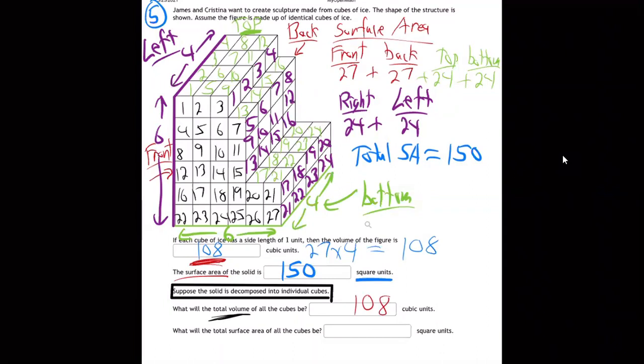Remember, volume is how much space inside. Like if you wanted to fill it up with water or whatever. How much, if there's sugar cubes, how much total sugar? Well, it doesn't change, right? The total amount of sugar as a 3-dimensional shape or decomposed into individual cubes, it's still the same total volume of sugar, but the surface area will dramatically change.